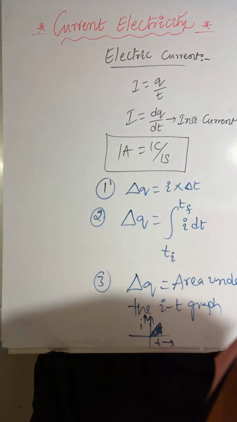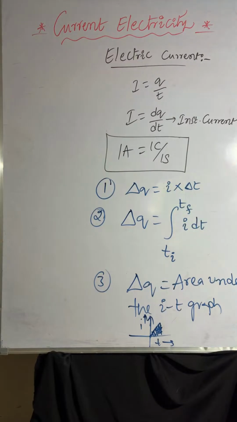These are points you can observe here. So electric current I equal to dq by dt, the instantaneous current.